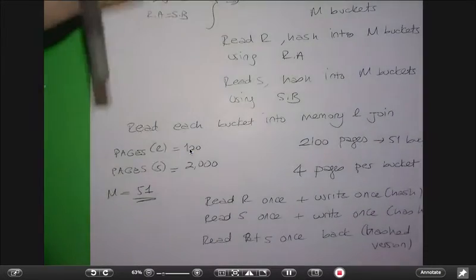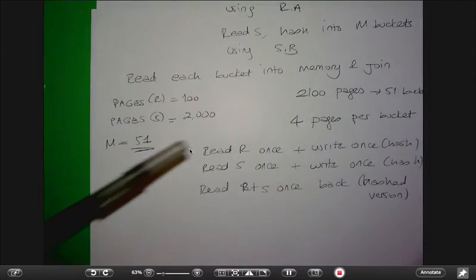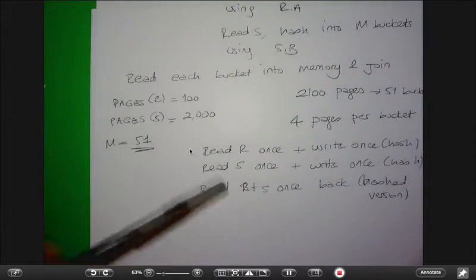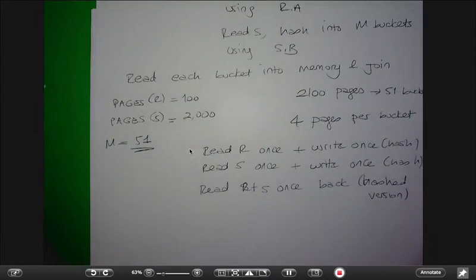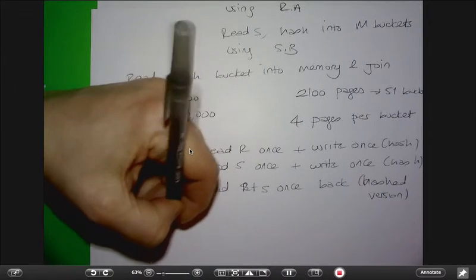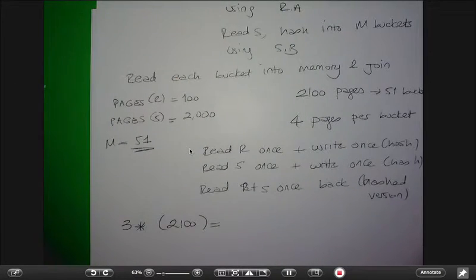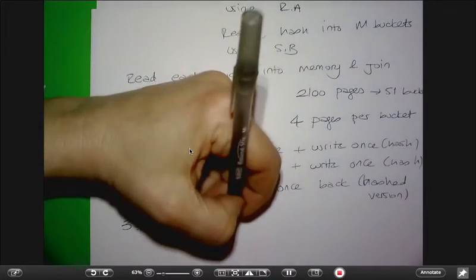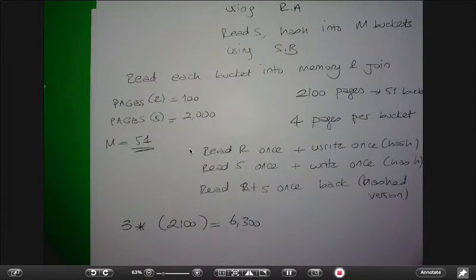So the total cost of this is basically read once, write once, and read once. So you read, written, and read again. So it's 3 times the total size, so 2100, which is what? 6,300, right? So this is kind of the general idea that by hashing, you can now divide and do something like this.